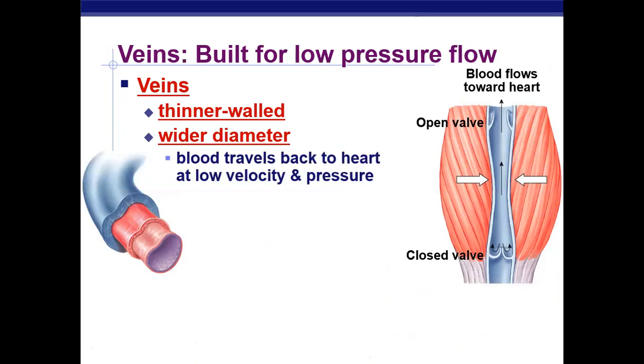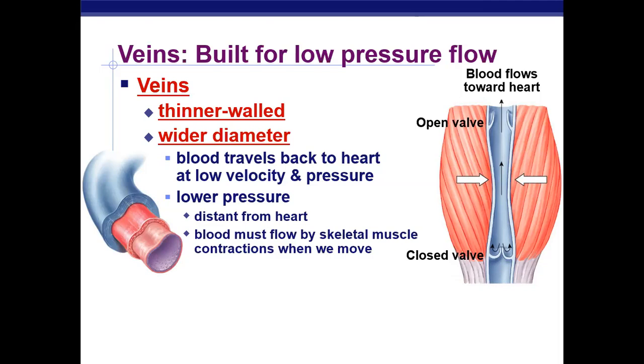Blood travels back to the heart at low velocity and pressure. So lower pressure, they're more distant from the heart. Veins are more distant from the heart. Blood must flow by skeletal muscle contractions when moving. So you can see in this picture right here, this is a vein that is going through a muscle. This is muscle tissue.